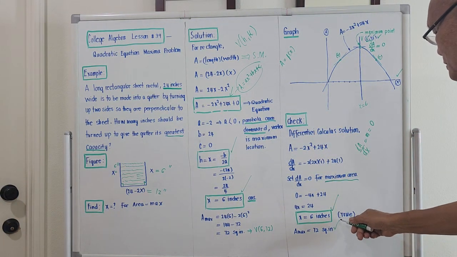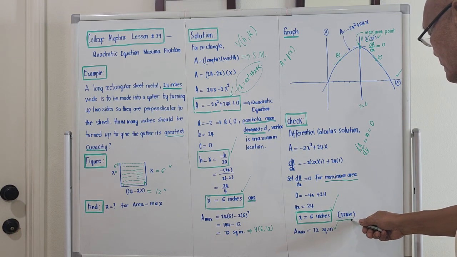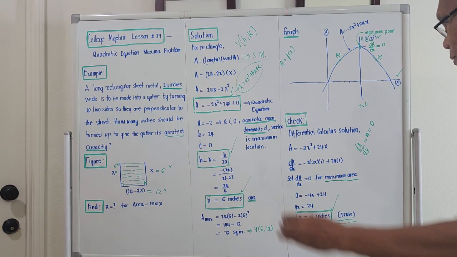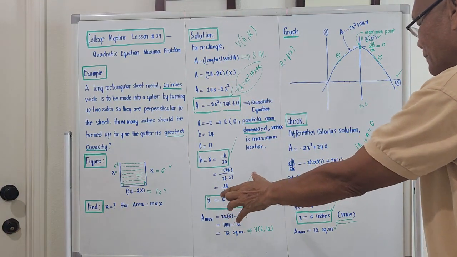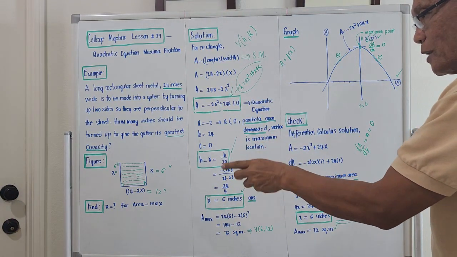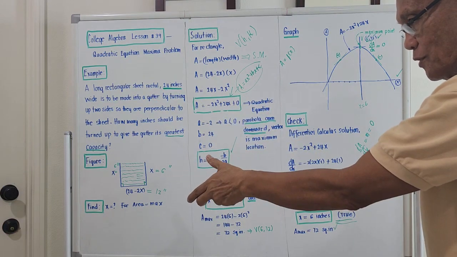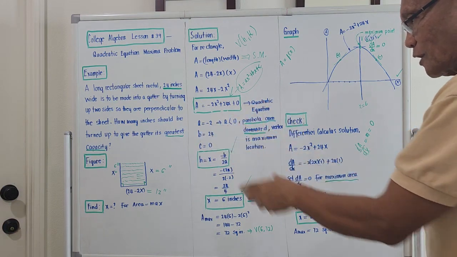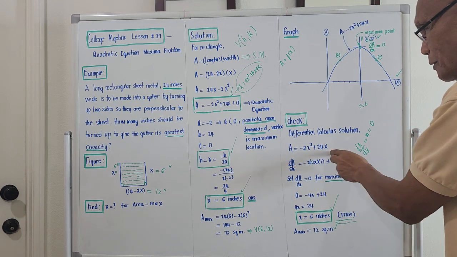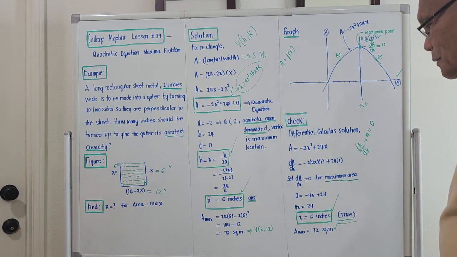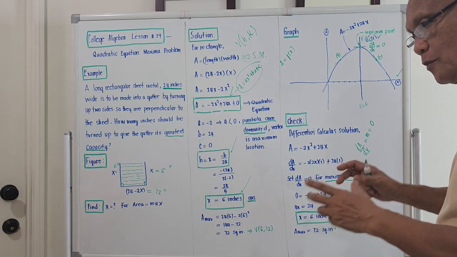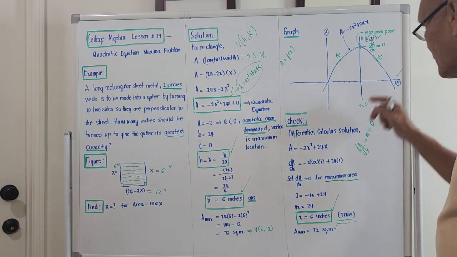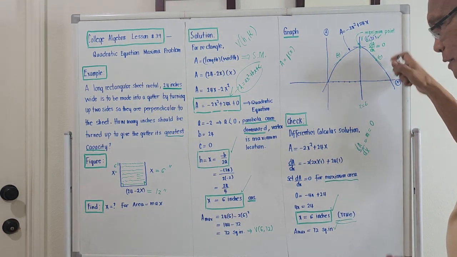So I place it here, it is true. So this is the algebra solution, by using the location of the vertex, which will give us the maximum point. And for the differential calculus, we are given the equation. We take the first derivative. We equate it to 0. Because under differential calculus, for maximum and minimum value, we set the slope to 0.